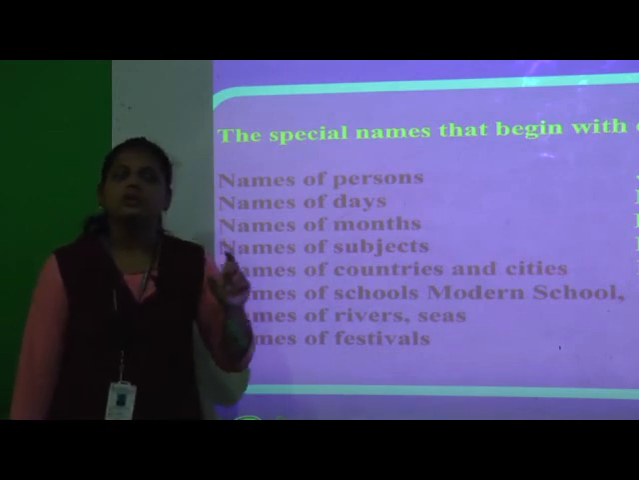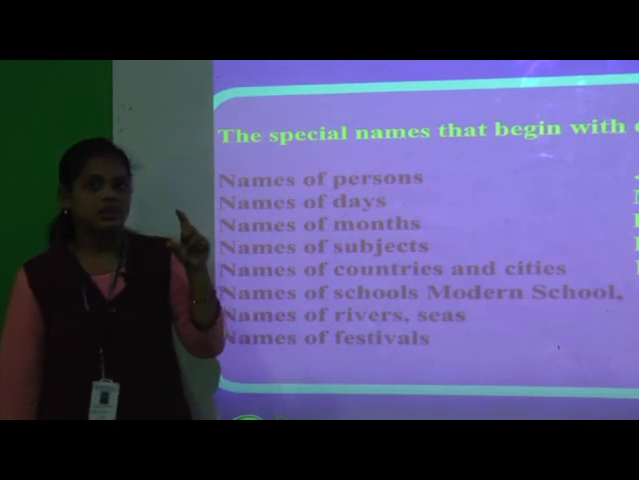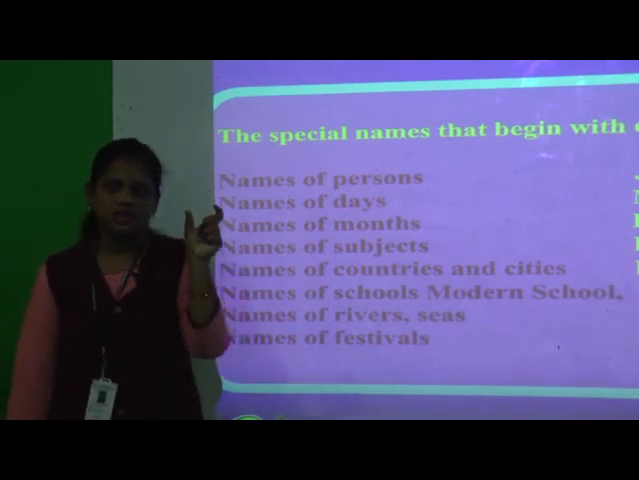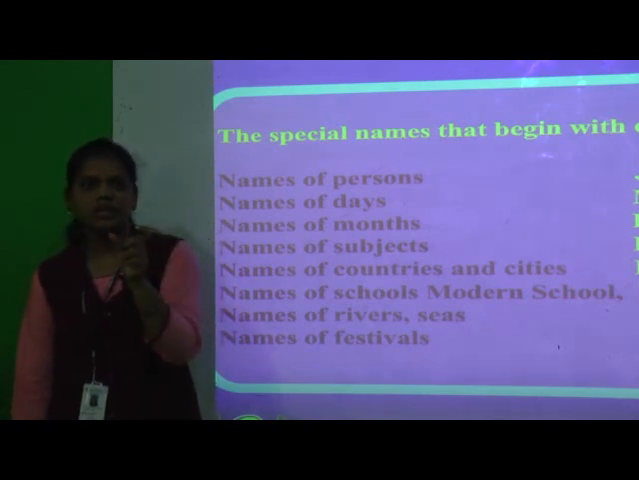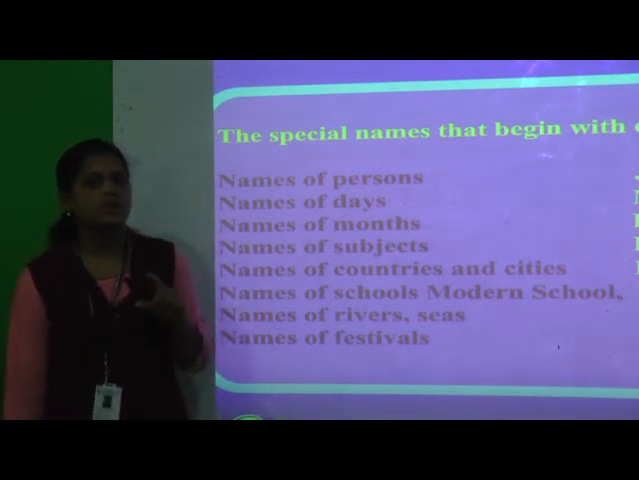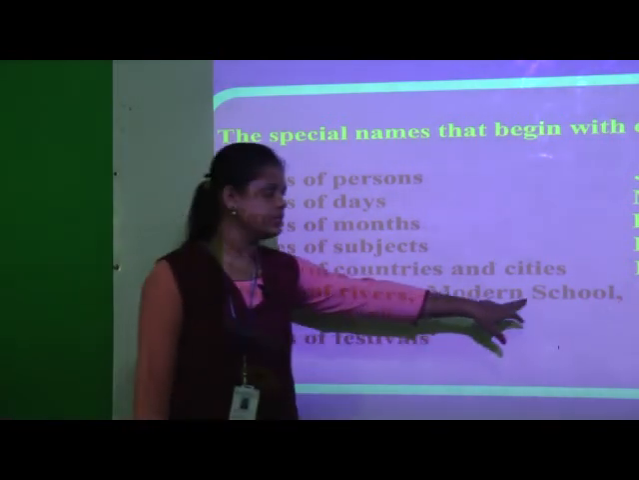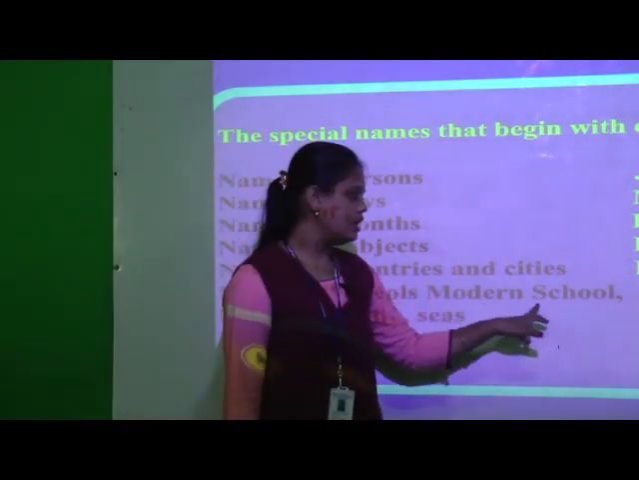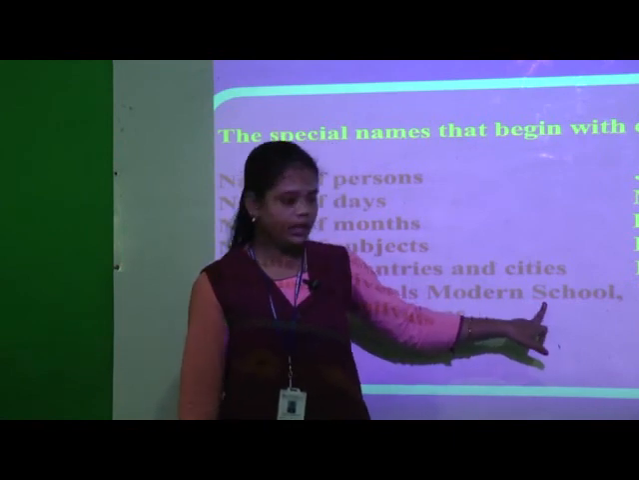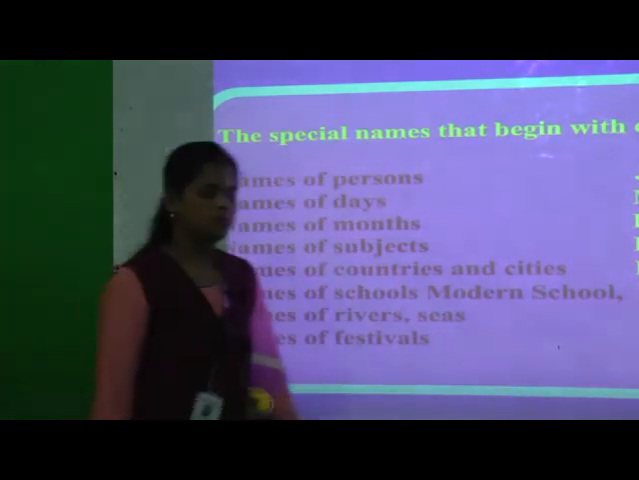Now Karasgi, this also will come. In Karasgi, the K we have to write in the capital and the remaining letters in small letters. Now next is School. In School, the S we have to write as a capital letter and the remaining in small letters.